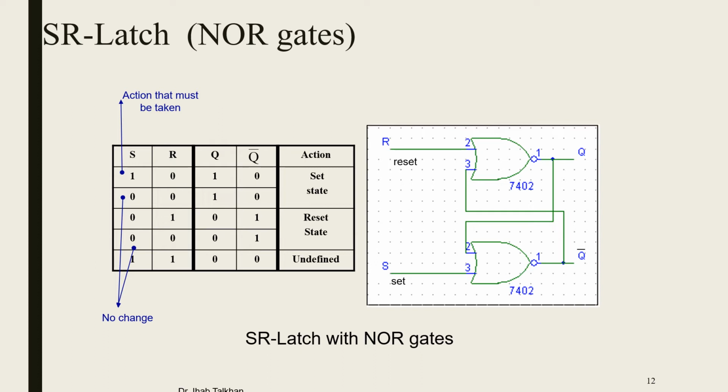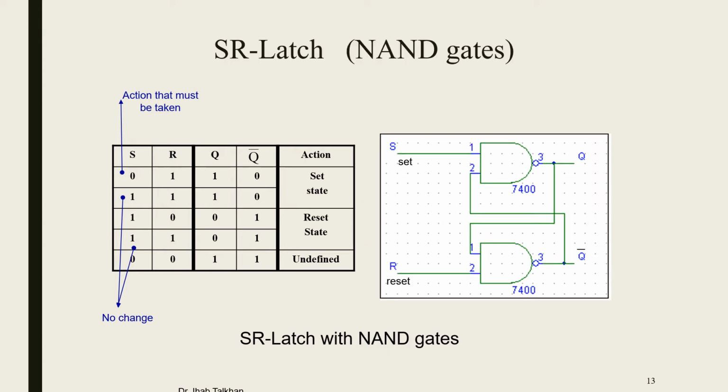In the next slide, we're going to discuss the same scenario, but with a NAND gate instead of a NOR gate. If you apply the same scenario with the two NAND gates, as you can see here, we have two NAND gates back to back again instead of NOR gates, but you will find that whenever S equals 0 and R equals 1, you will get the set state with Q equal 1 and Q bar equal 0.